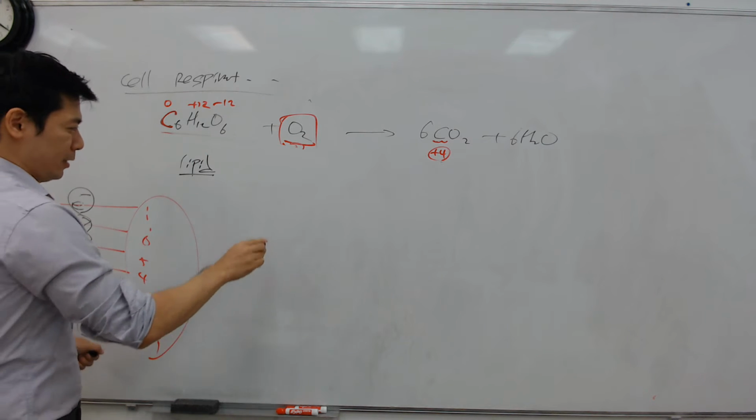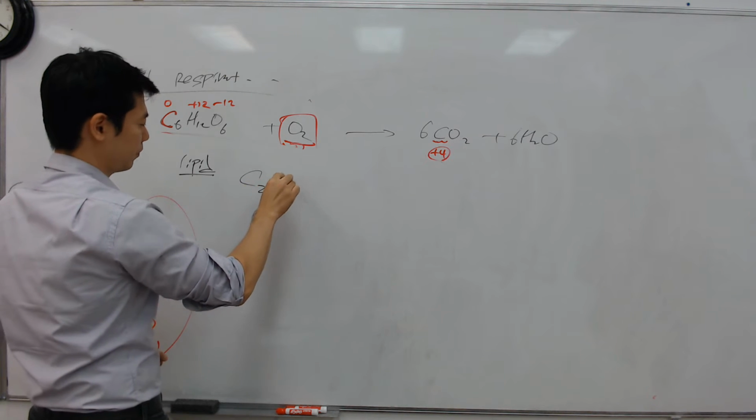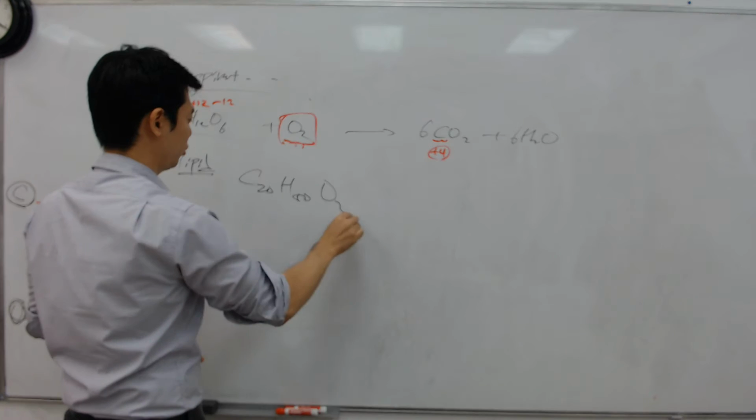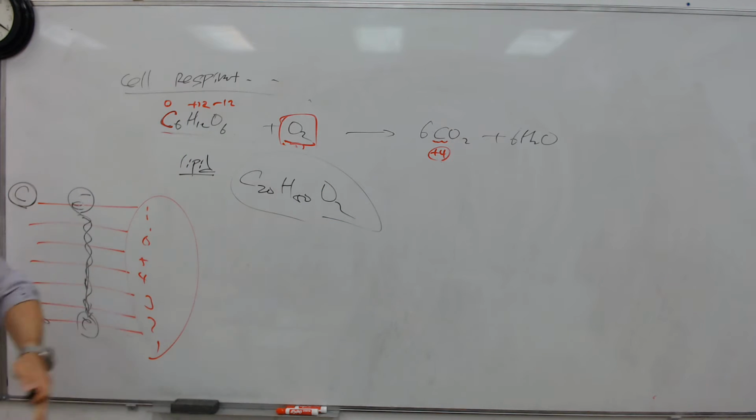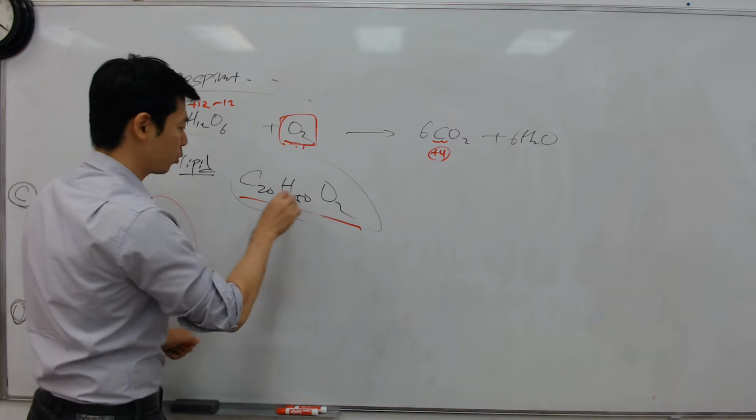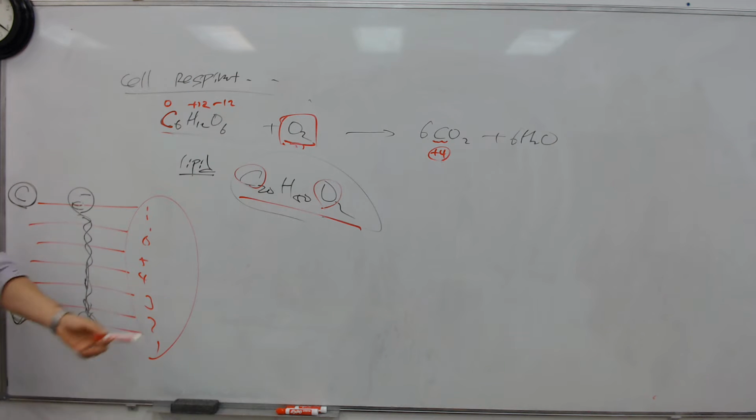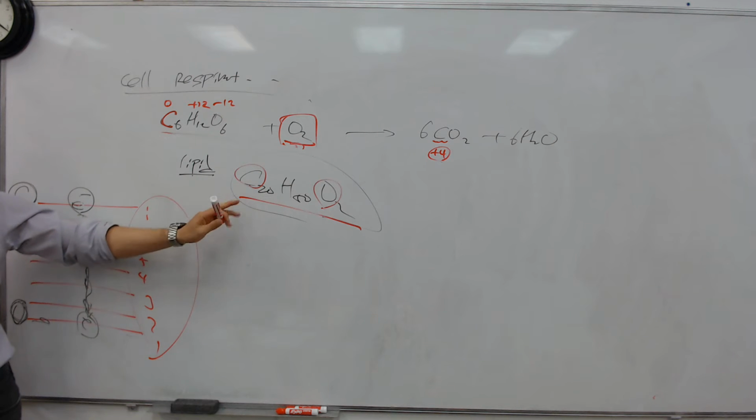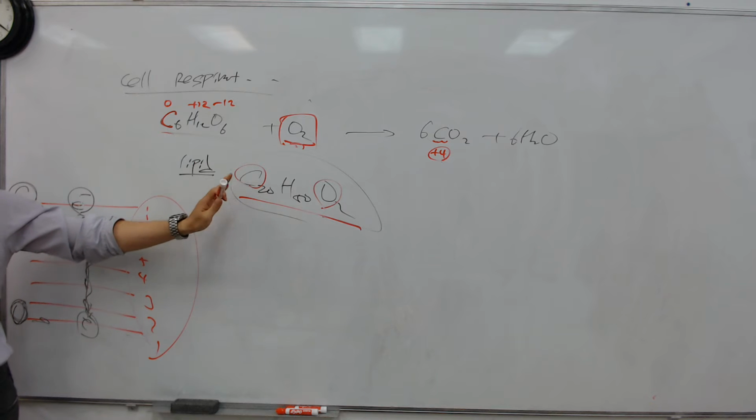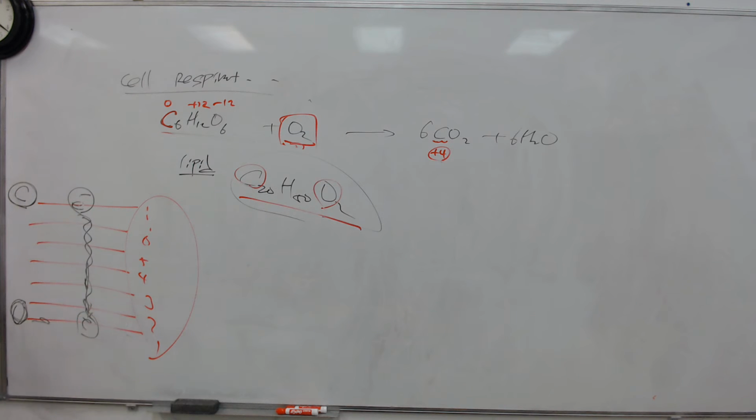For example, the formula for a lipid is typically something like C20H50O2. They have the same carbon, hydrogen, oxygen, but the ratio is different. There's a lot more carbon versus oxygen, which means that from a mass percent perspective, there's a greater number of carbons. Because carbons have electrons, they can provide more electrons from an energy perspective.